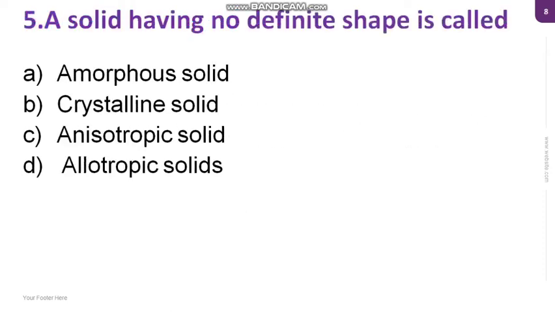Fifth MCQ: a solid having no definite shape, such solids we call as. There are four options. Option A is amorphous solid, option B is crystalline solid, option C is anisotropic solid, and option D is allotropic solid. We know that a solid having no definite shape we call amorphous solid. Such solids we also call pseudo solids or supercooled liquids. So option A is correct.